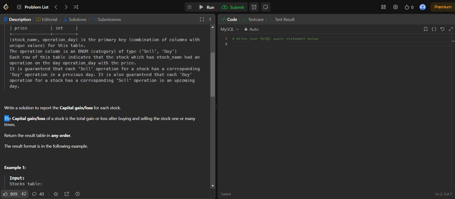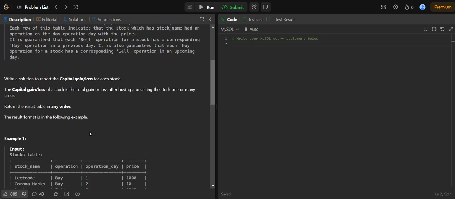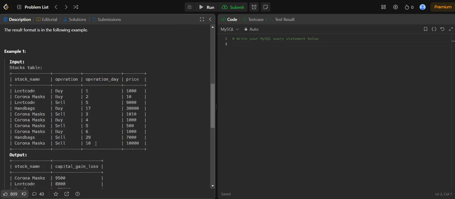So this is the explanation. The capital gain or loss of a stock is the total gain or loss after buying and selling the stock one or many times. Return the result table in any order, the result format. So now let us look at the example.